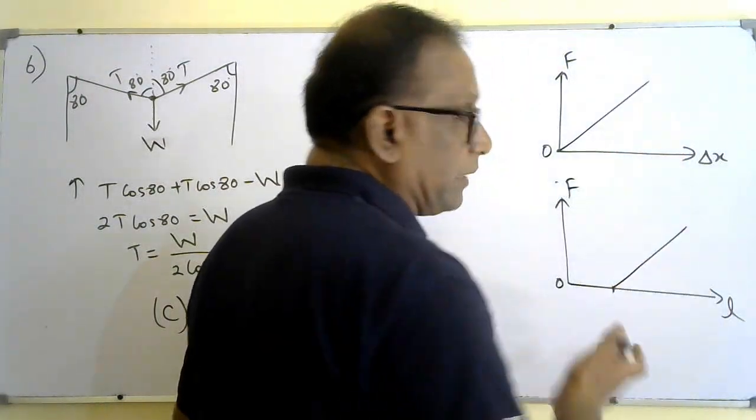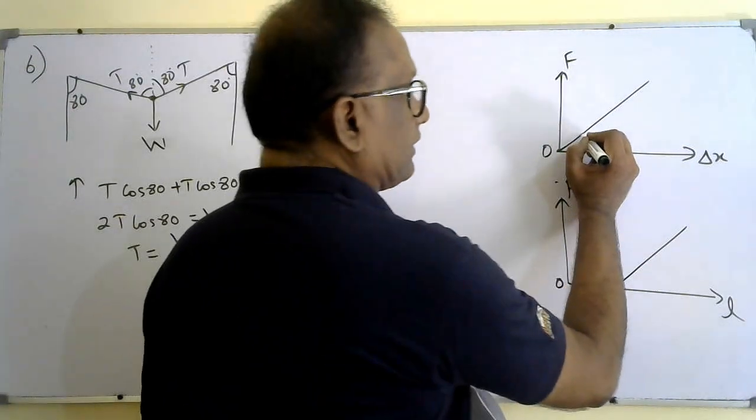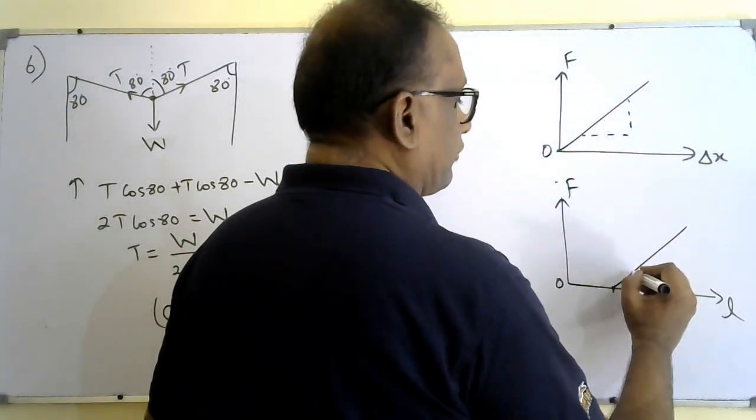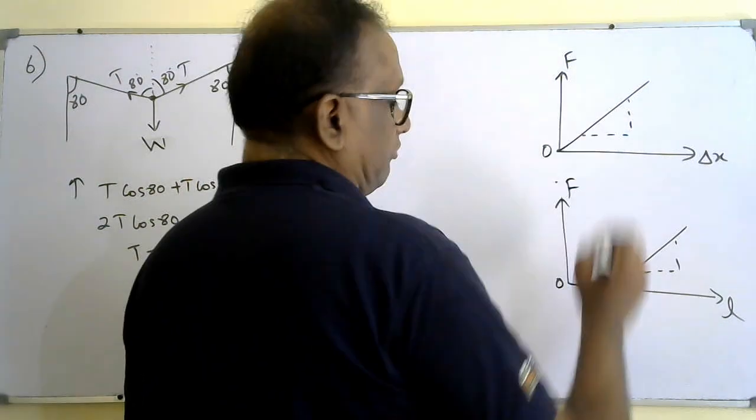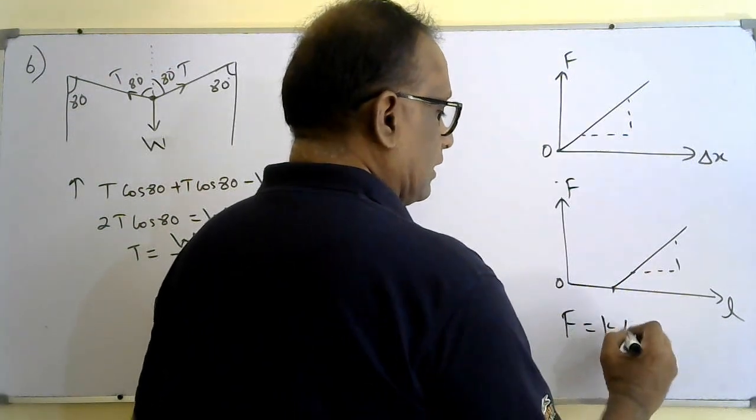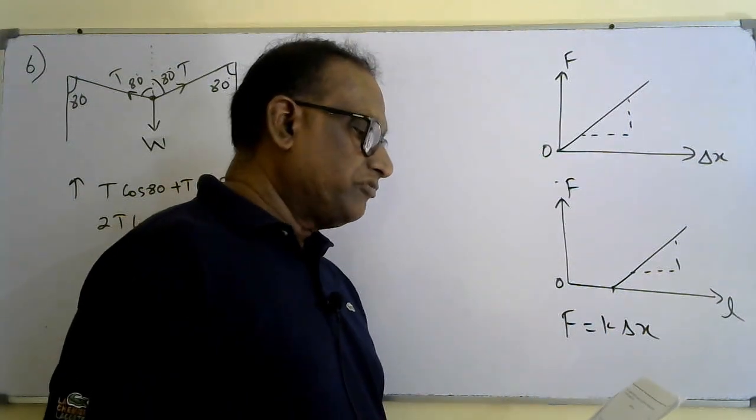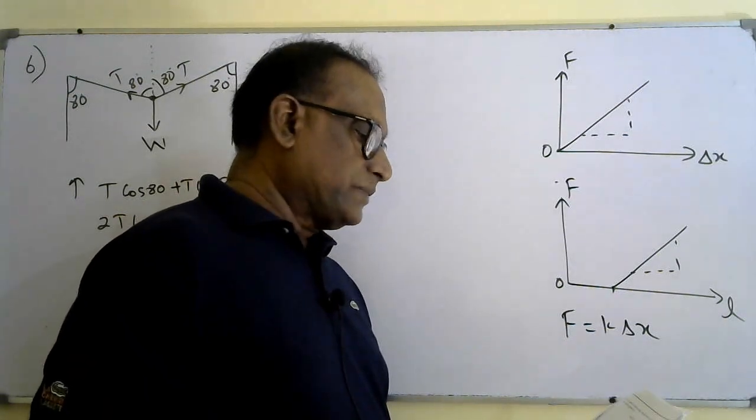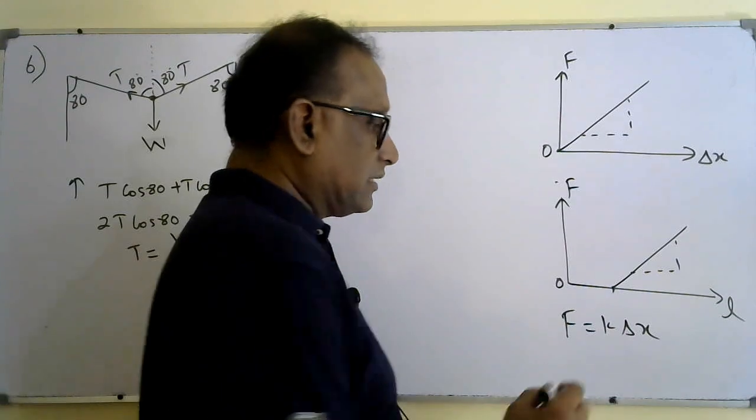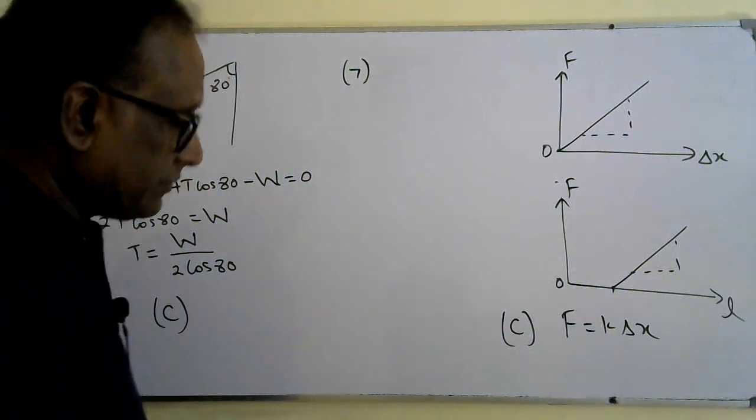But both graphs will be parallel to each other. So if you find the gradient here, or here, both will have the same gradient. According to F equals k delta x, the gradient will give the spring constant. So the question is, which of the following gives the stiffness? Stiffness means spring constant, that is the gradient of the graph. Correct answer C. So for question number 7, answer C.